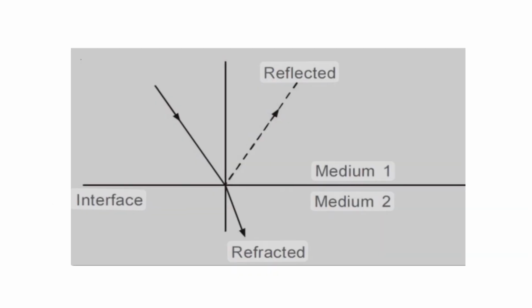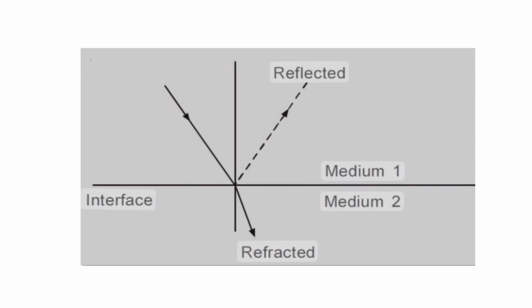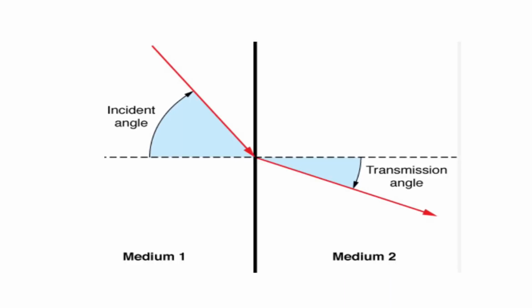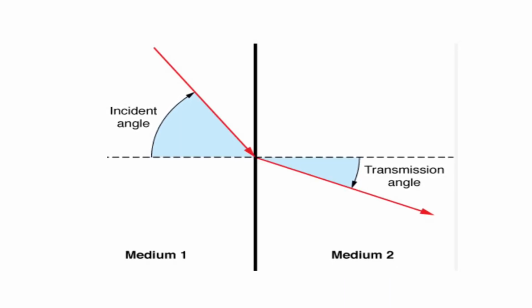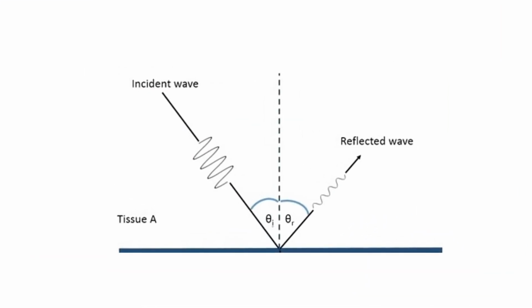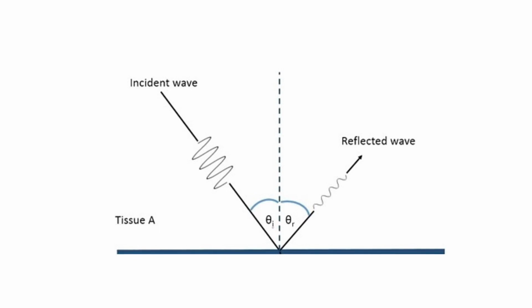Other angles that relate to incidence are the angle of transmission, which is the angle at which the sound wave will continue to pass through the boundary, and the angle of reflection, which is the angle at which the sound wave will reflect back to the transducer after striking the boundary.